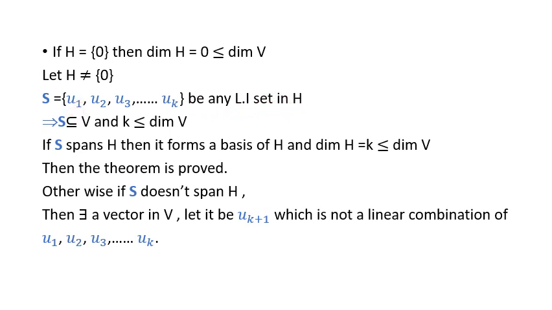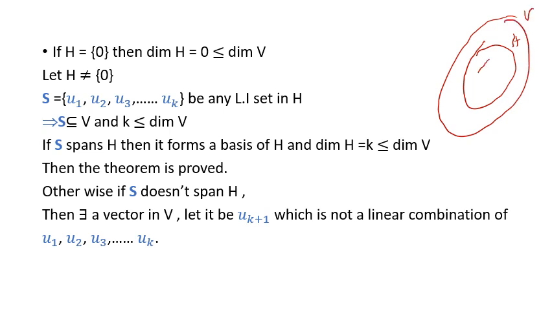Right. Now where is S here? This is H and this is V and this is S. Now S is a subset of H, which means S is also a subset of V. That is what I have written here: S is a subset of V. And how many vectors does S have? K number of vectors. And K must be less than or equal to the dimension of V, because S is a subset of V and has K vectors, so the number of vectors in S must be less than or equal to the number of vectors in V. So K should be less than or equal to the dimension of V.